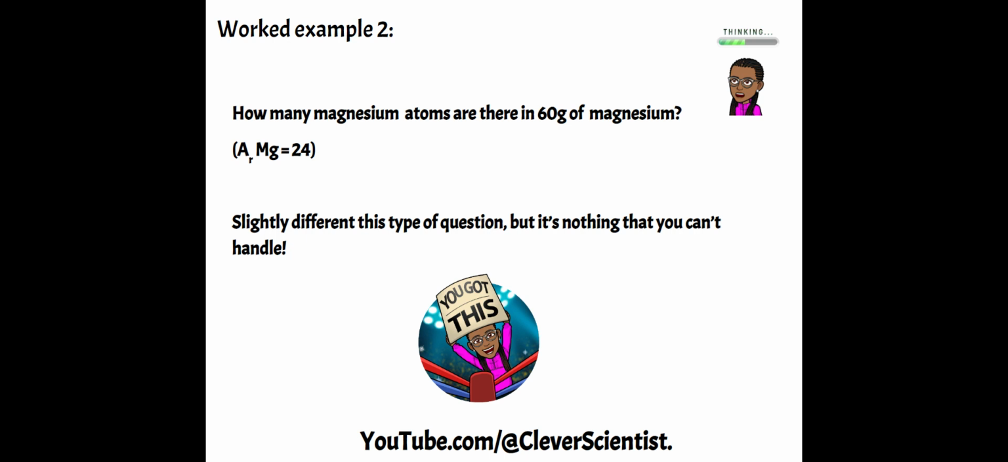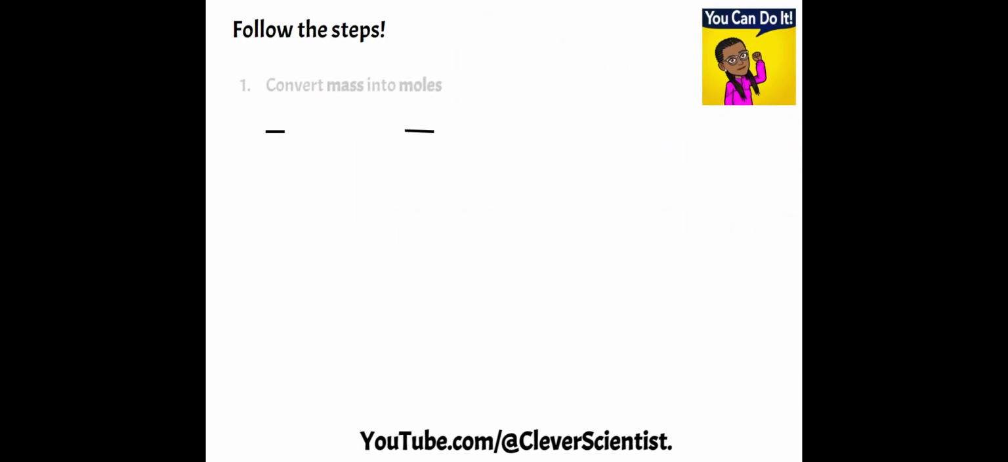So, how many magnesium atoms are there in 60 grams of magnesium? So we've been given the relative atomic mass for magnesium, which is 24, and this time we're talking about magnesium atoms. So with this one, we've got to convert the mass into moles. So that's what we do first. So we've got 60 grams. We divide that by the relative atomic mass for magnesium, which is 24, and that gives us the number of moles. And in this case, 2.5.